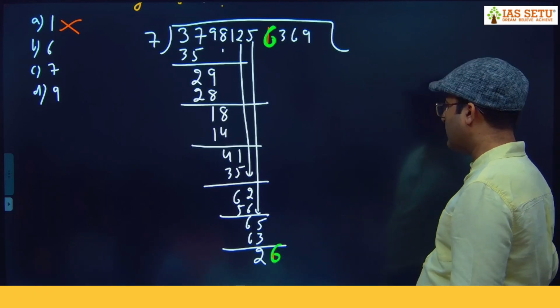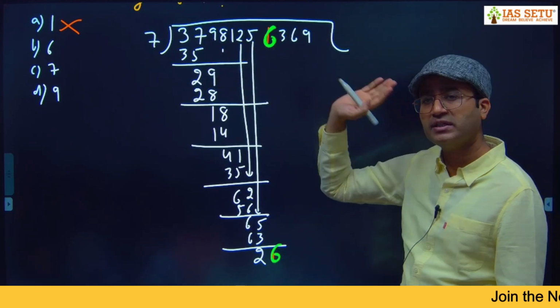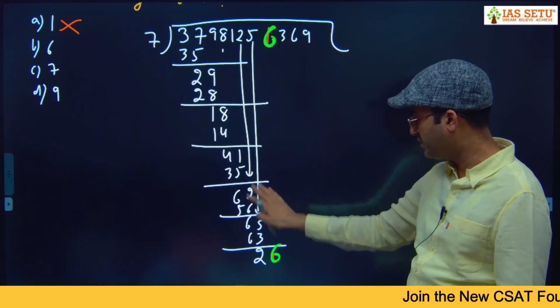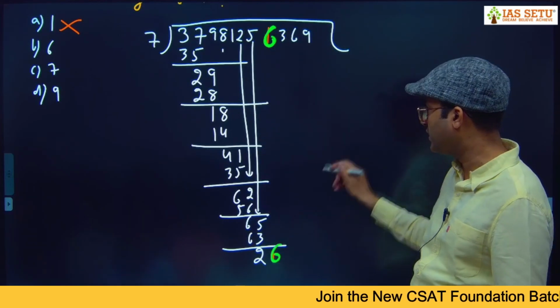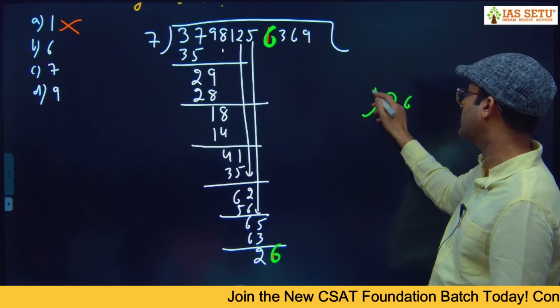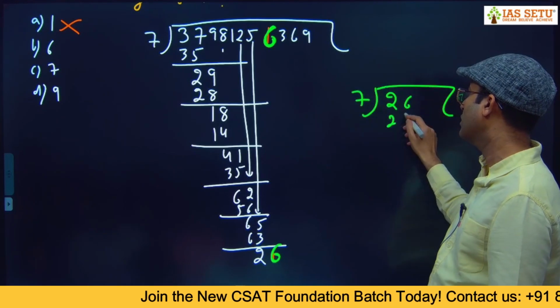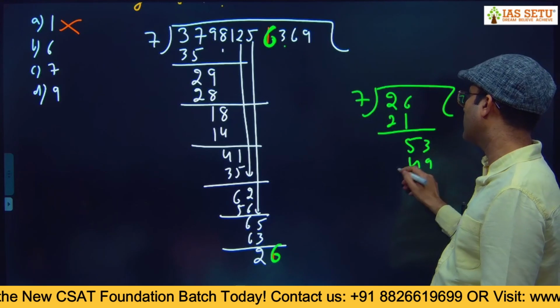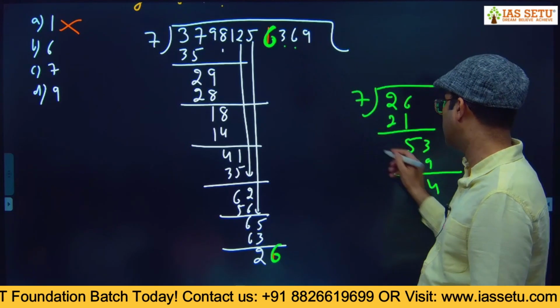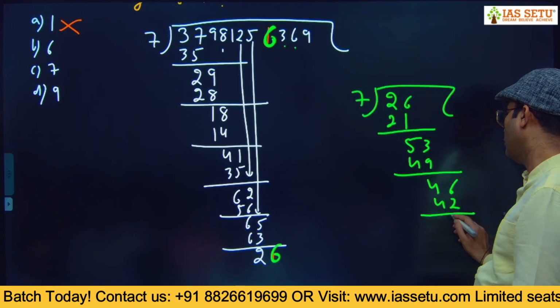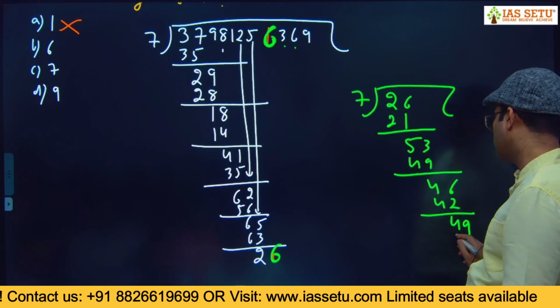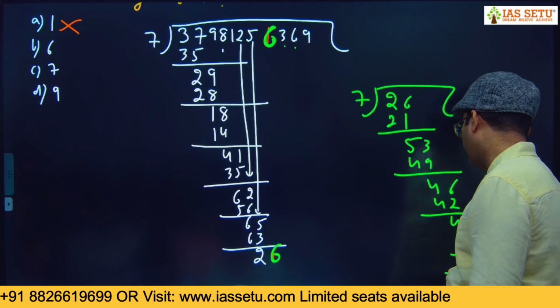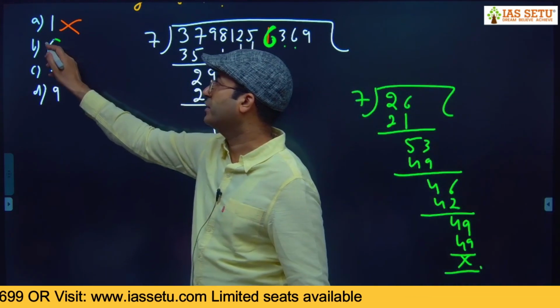So why waste energy? Because the starting 7 digits are the same, the result will be the same. Here this will be 6, so 26 divided by 7, you get 5. Next digit here 3, 49, 4. Next digit 6, 42, 4. Last digit 9, 7 7s are 49. Perfect. So it means 6 will fit in.